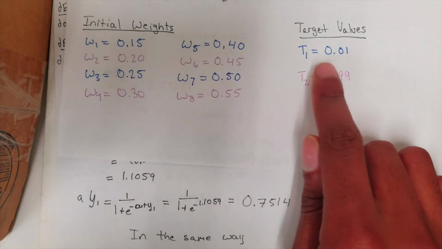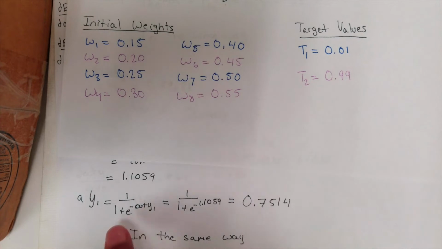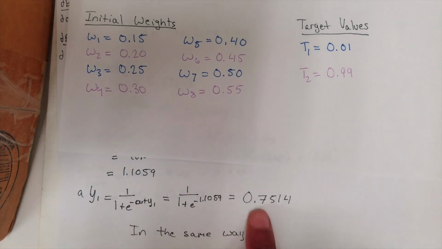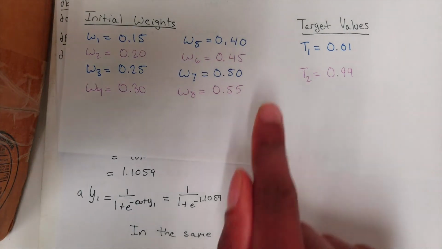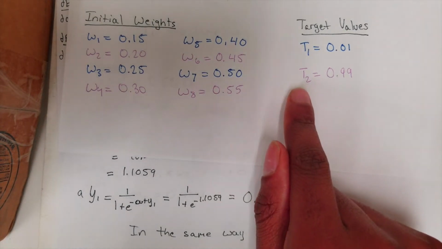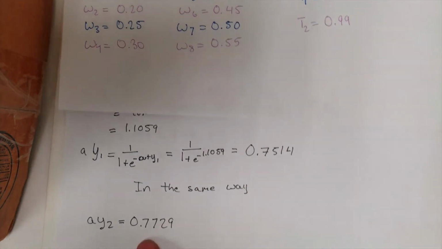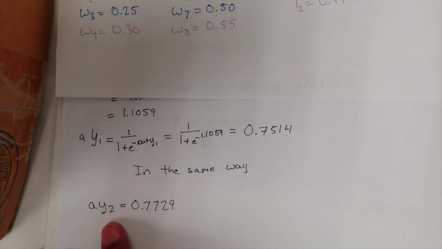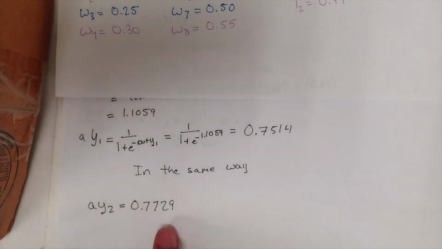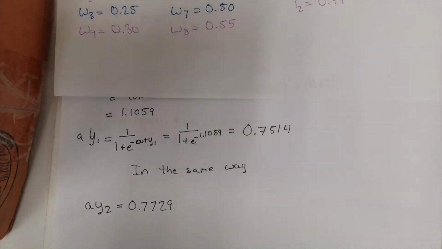As you can see right here, T1 was looking for 0.01. Well, you can see the activation of Y1 is 0.75. So you could see that it actually did pretty badly. And the target value for T2 was equal to 0.99. You can see that the activation value we got for Y2 was 0.77. So it did pretty bad, but not as bad as the activation of 1.